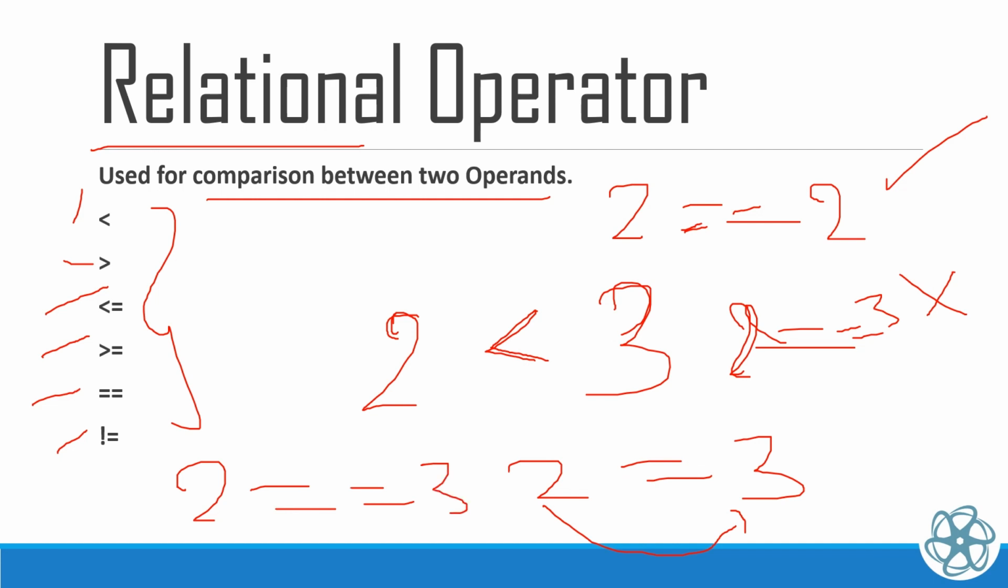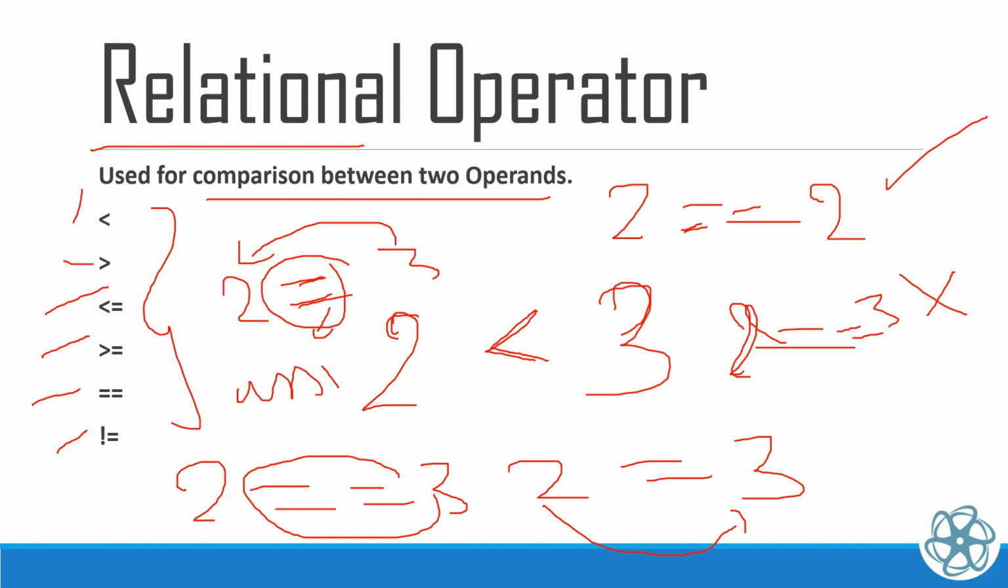Okay, if I use only a single equal to, then it means that 3 is assigned to 2. It is called the assignment operator. We will study it here only. This is the assignment operator and this is the equality operator. Okay, let's move to VS Code and run these programs.